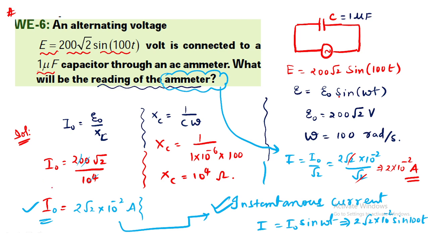Got it? What is this I naught? I naught is a peak value. This is an instantaneous value. But an ammeter only reads the RMS value, only that it will give you.